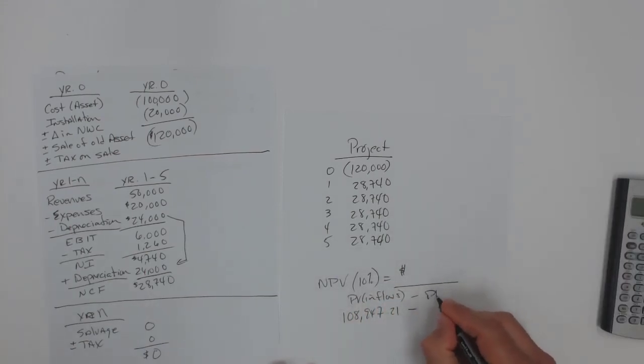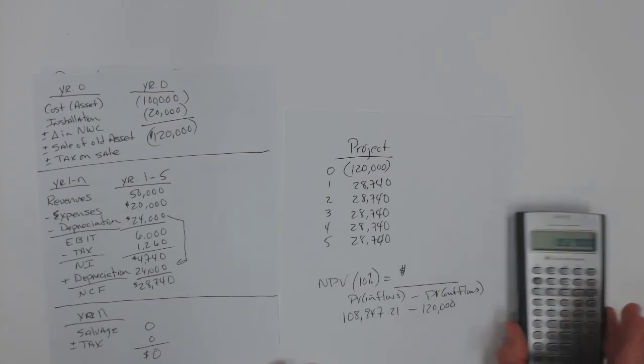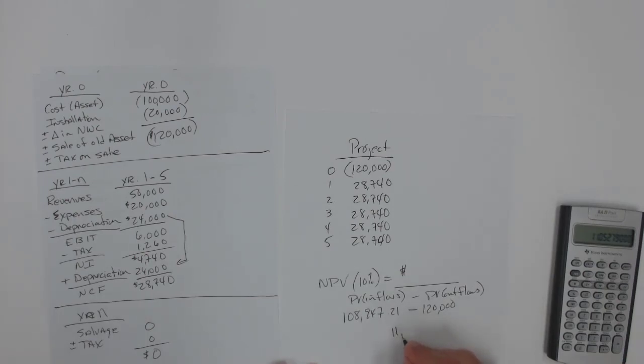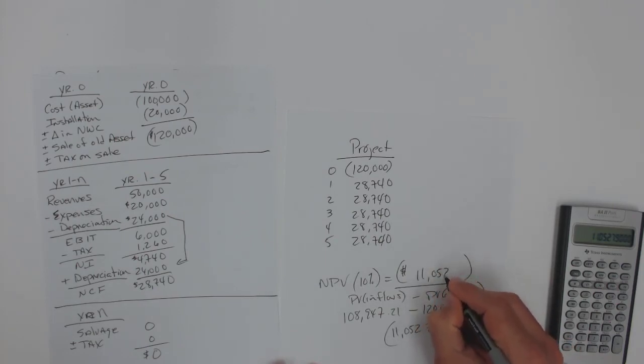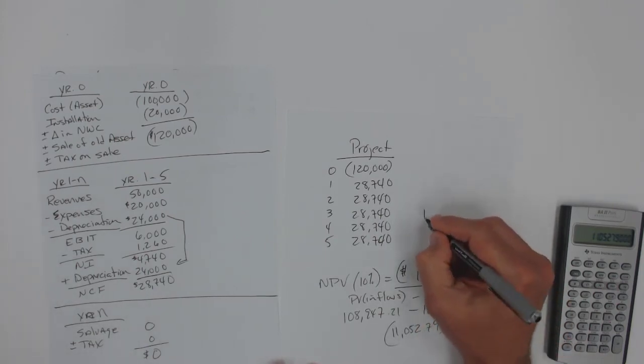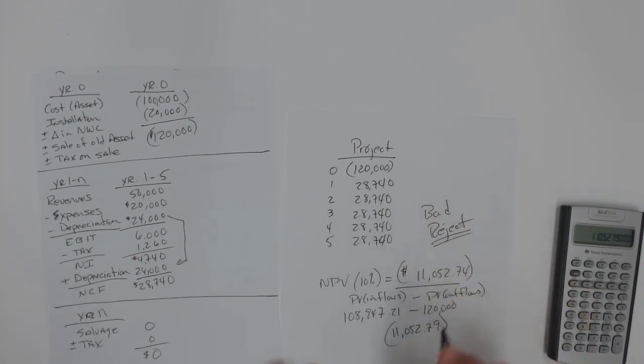minus the present value of the outflows, which was $120,000. $120,000 minus 108,947.21 equals 11,052.79. This would be a negative number. So this is a bad project and we would reject.